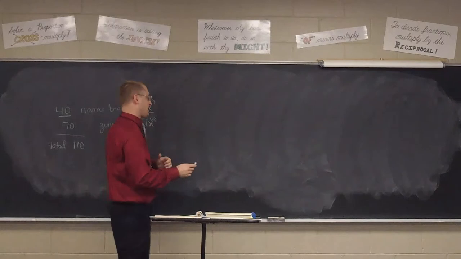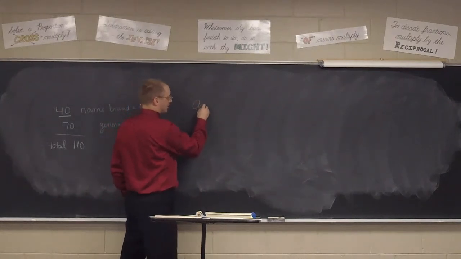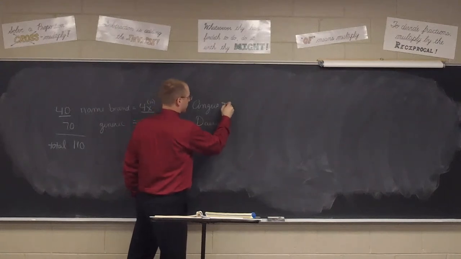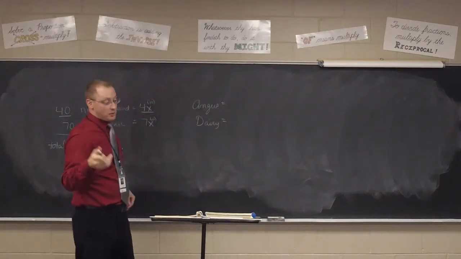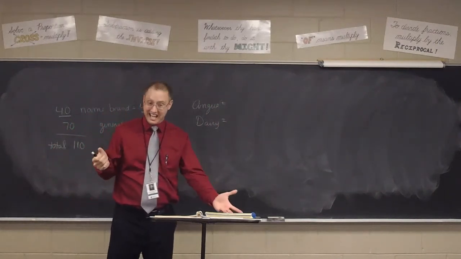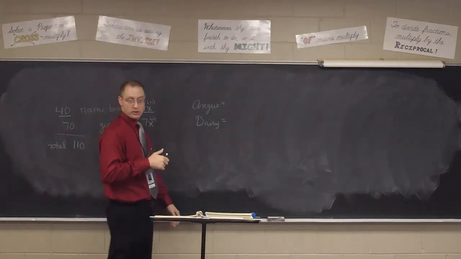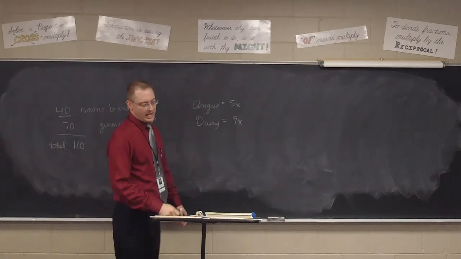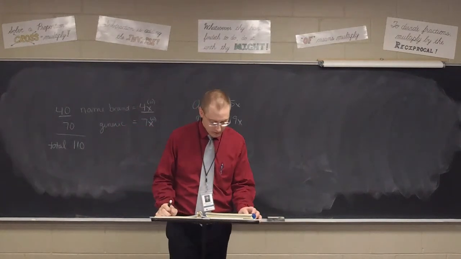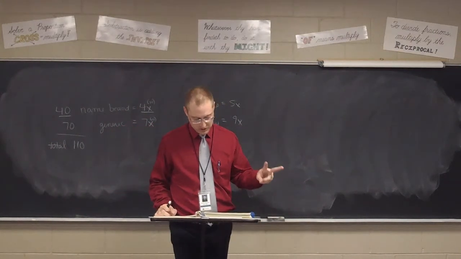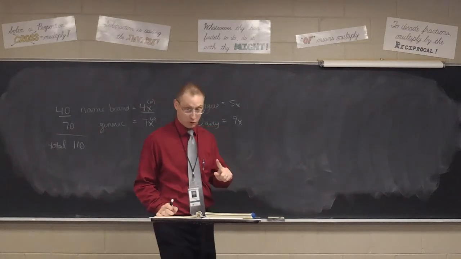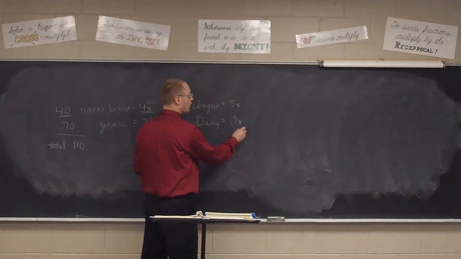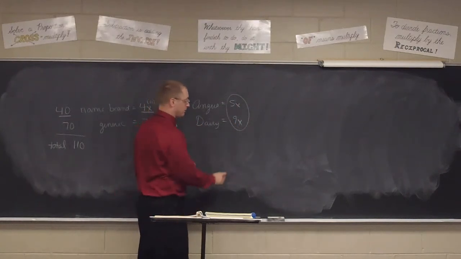Obviously, the two unknowns here, Joshua, are Angus and dairy. And if the ratio is 5 to 9, how should I represent my unknowns? 5x, 9x. And the number we haven't used yet? 308. Is that Angus or is that dairy? Total. It really is total this time. So if that's total, then what's my equation?